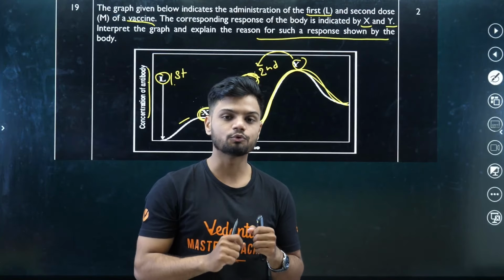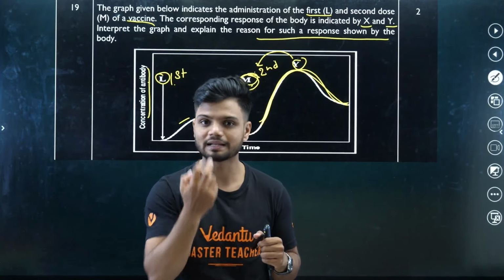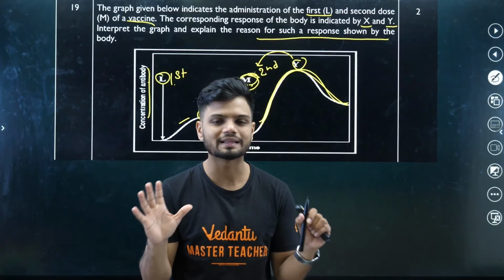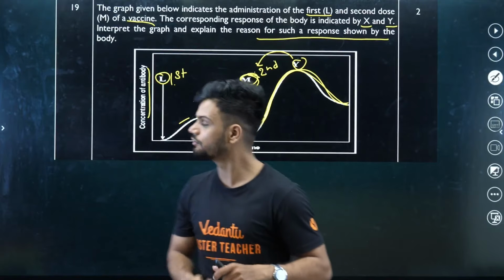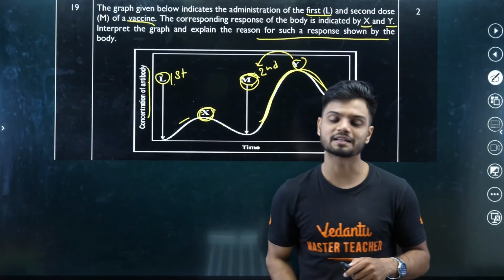Remember, when the first time you took the COVID vaccine, you felt more sick. But the second time, you were a little bit better. You didn't feel that sick, because your body was ready for that vaccine. That is the answer here. And the first response here is called the primary response.